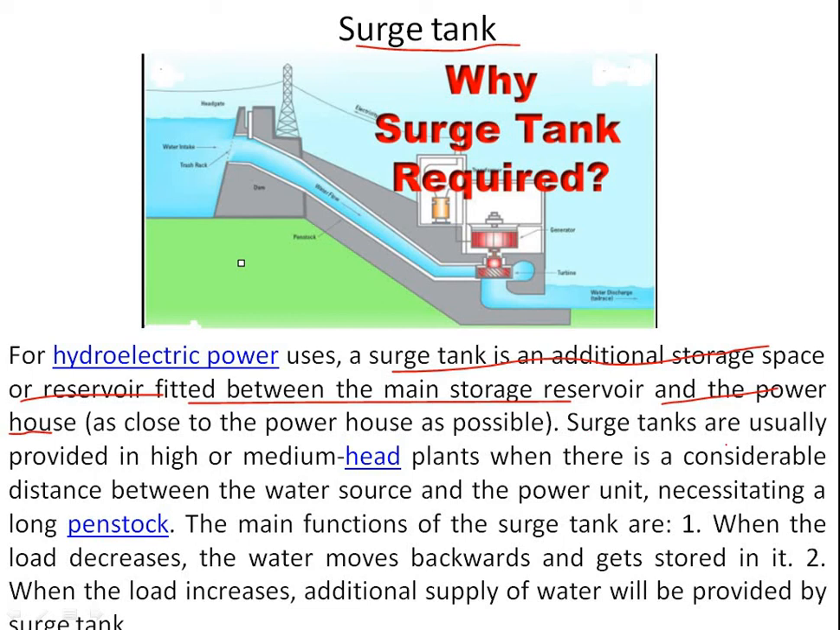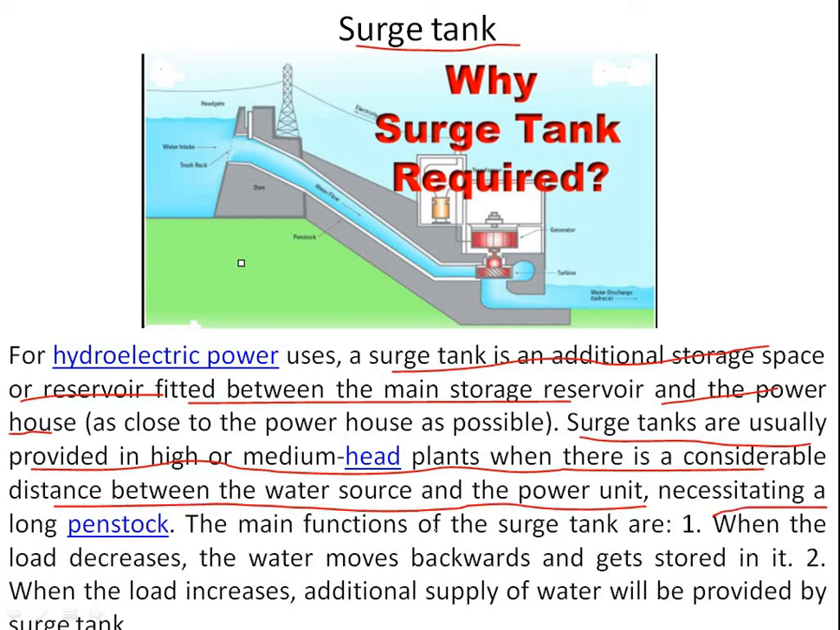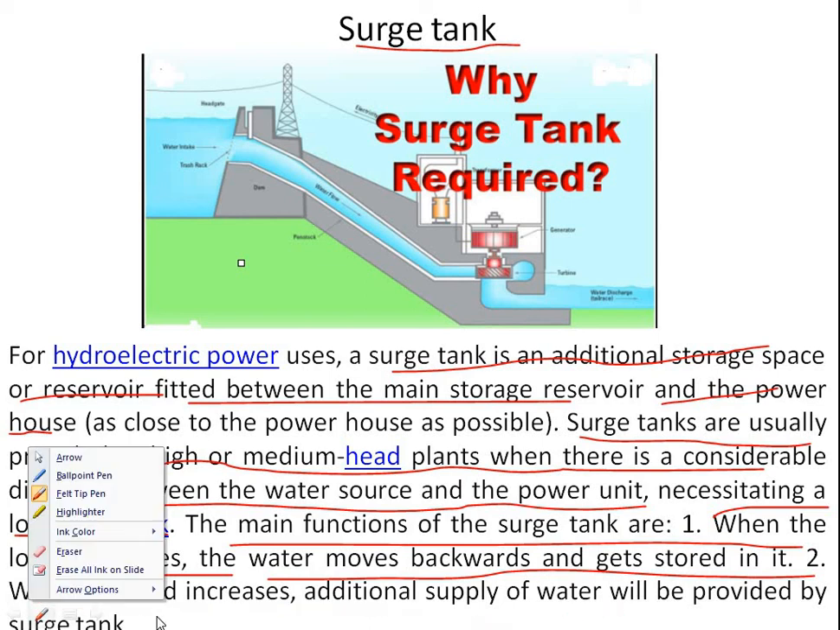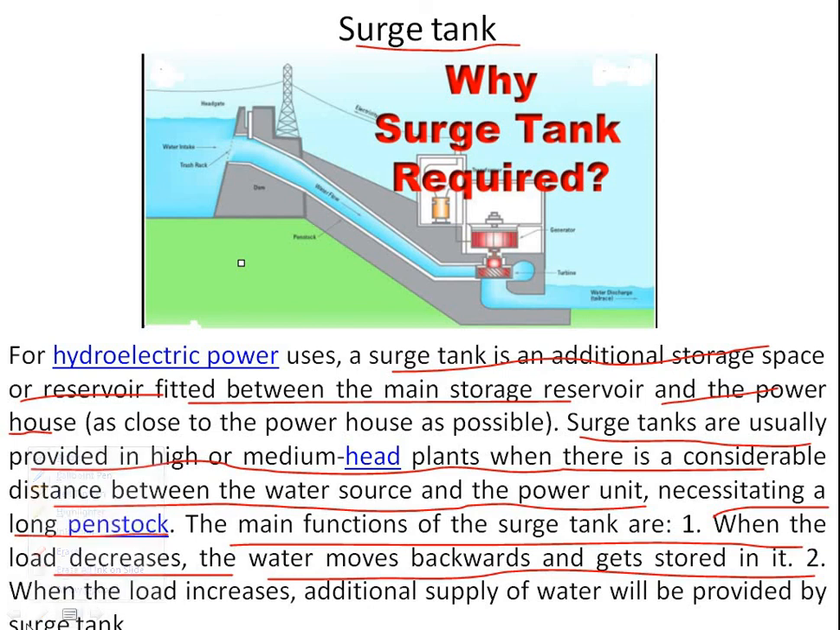Surge tanks are usually provided in high or medium head plants when there is considerable distance between the water source and the power unit, necessitating a long penstock. The main functions of the surge tank are: when the load decreases, the water moves backwards and gets stored in it. When the load increases, additional supply of water will be provided by the surge tank.